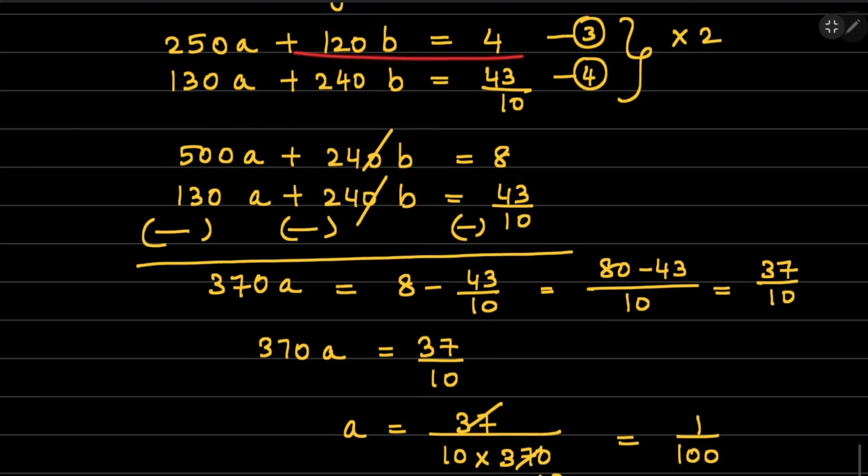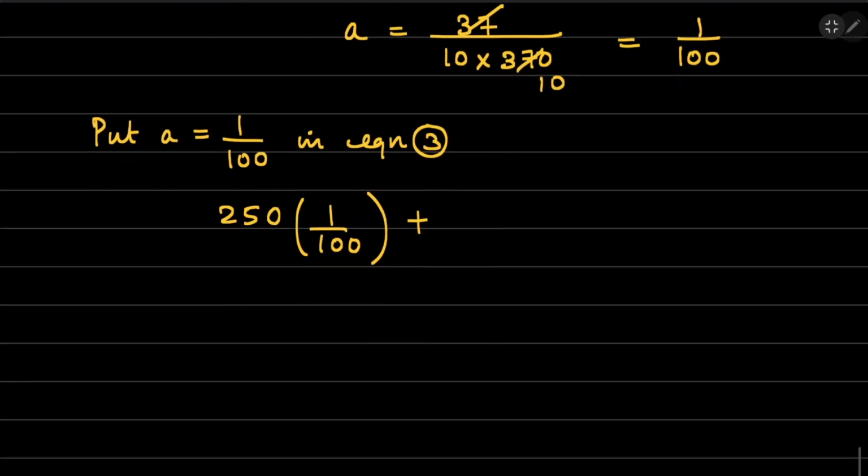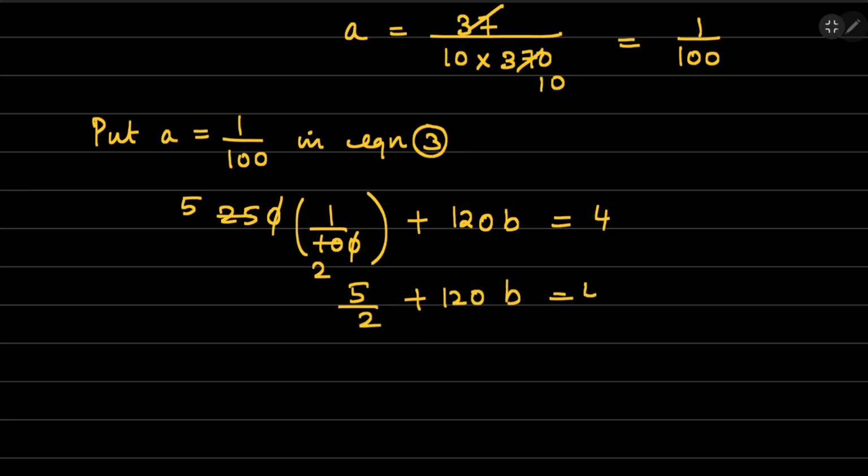120b equal to 4. So plus 120b equal to 4. So again, you have 5 2s are 10, 5 5s are 25. Correct? So here what you get? You have 5 by 2. So 5 by 2 plus 120b equal to 4.